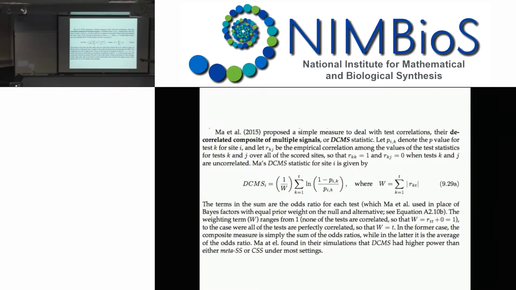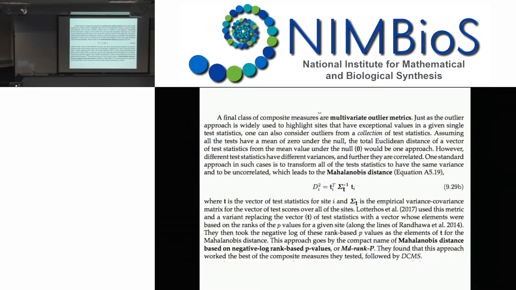This is a scheme that weights the empirical correlation you observe, and then generates a test statistic that accounts for the fact that some tests are more correlated than others in your random sample, and then asks, is your particular region showing an excess of those correlations or not? My favorite one, which is a big mouthful, again coming out of Mike Whitlock's group, has the great name of Mahalanobis distance based on negative log rank p-values, MD rank p. That's a mouthful.